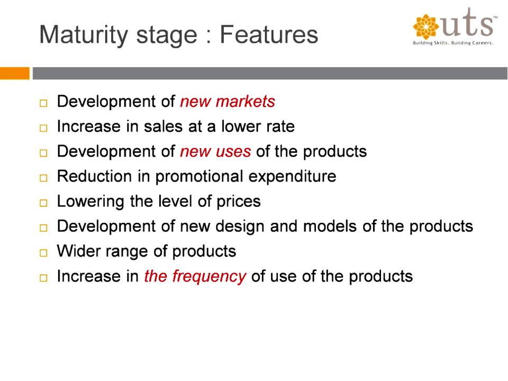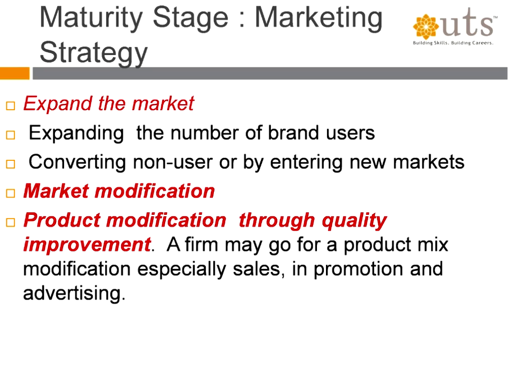Now, what should a marketer do in the maturity stage of a product? He should find a new market for the product, because the market has already been saturated. He should also think of new uses of the product, and also increase the frequency of use of the product. So the main strategy when a product reaches the maturity stage is market expansion, market modification, and product modification.